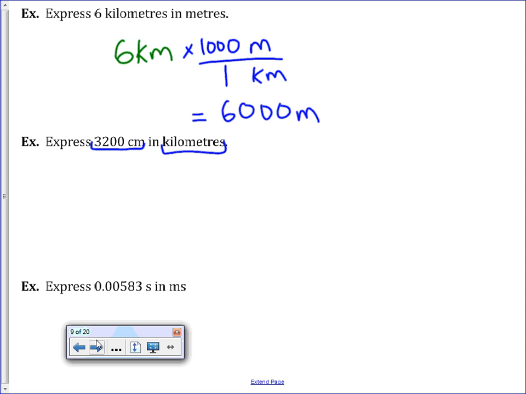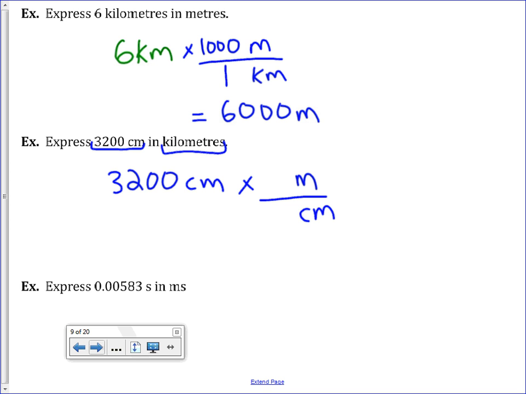Bit tricky, but the math will work out. So we start with our 3,200 centimeters. We are going to convert those into meters, and we're going to follow it the same way that we've done in the previous examples. So we're going to multiply that by the unit that we're interested in converting into, in this case meters, and we're going to divide by the units that we're starting with, in this case centimeters.